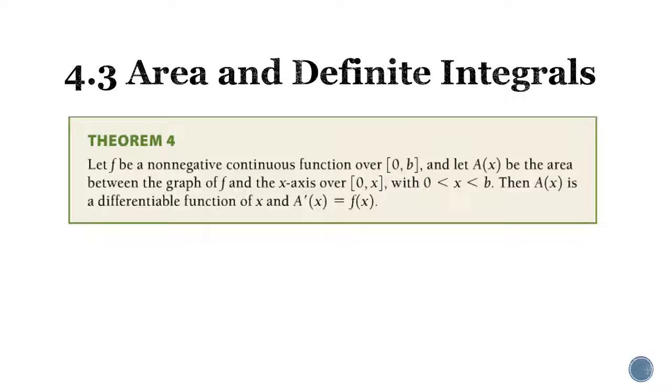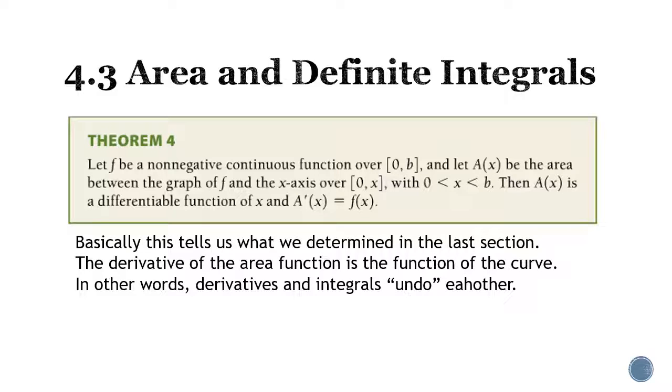First, we have Theorem 4 that says, let f be a non-negative continuous function over 0 to b, and let A of x be the area between the graph of f and the x-axis from 0 to x, where x is in between 0 and b. Then A of x is a differentiable function, and the derivative of A equals f of x.